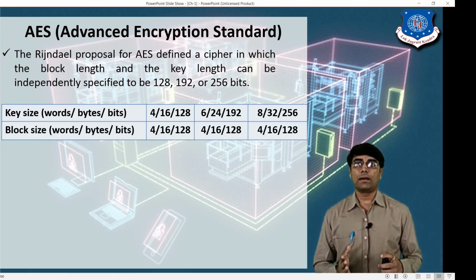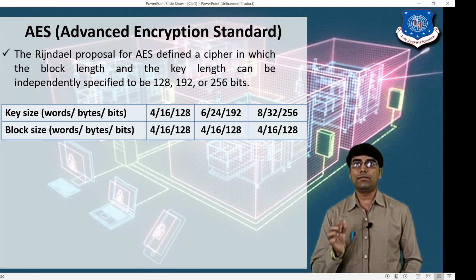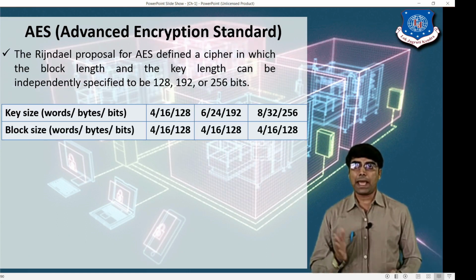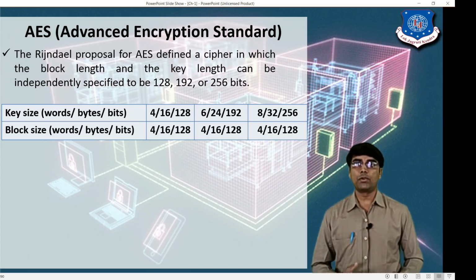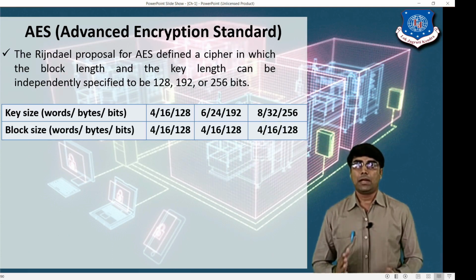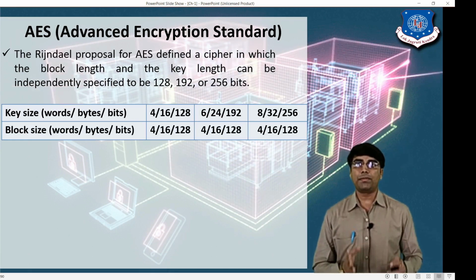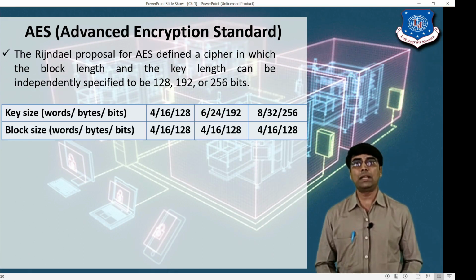Now 16 bytes equals 4 words. It means in one column it is considered as 4 bytes. The next column is again considered as 4 bytes. So in total there is a 4 cross 4 matrix. Here in the AES algorithm the data is represented in matrix form. So the matrix form is 4 cross 4, and the total is 16 bytes.